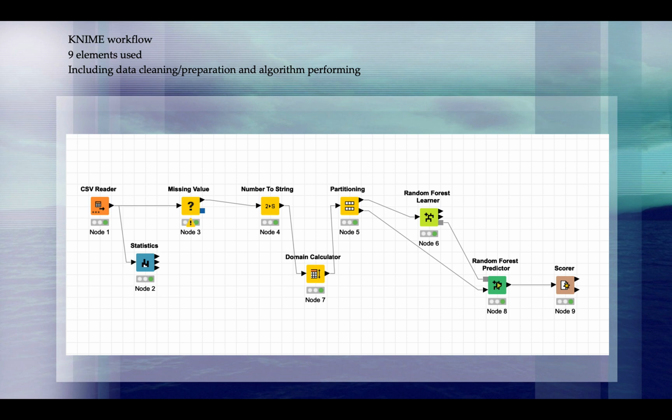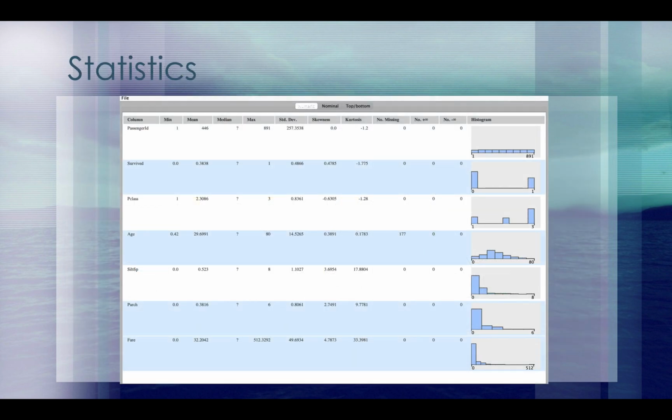This is what my KNIME workflow looked like. It used linked elements. There are several stages, including data cleaning, preparation, and the final algorithm performing. After importing our data using the CSV reader, we can see the statistics to have a first look at our dataset. KNIME is very convenient. It supports all the statistics we need on one graph.